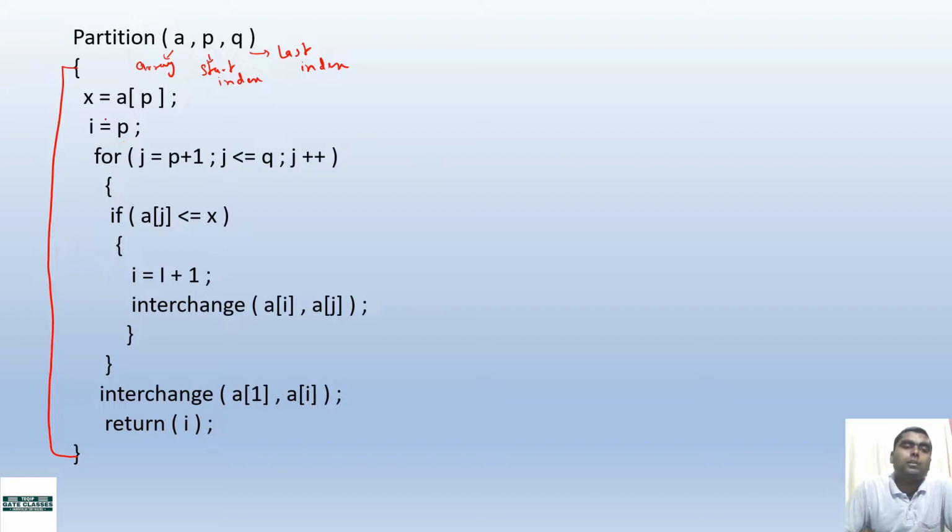So in the very first step, what they are showing is that p is the first index, and the start index element we are storing in x, okay, and i we are setting to the starting index. And the j loop we will run just one element ahead, one element forward, right, from where p is pointing, p means from the next element, okay.